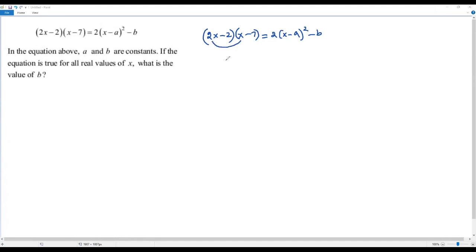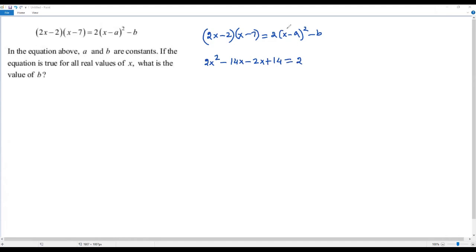Now let me multiply the first terms. That is 2x times x, which is 2x squared. Now let me multiply the outer terms. 2x times negative 7 is negative 14x. Now the inner terms. Negative 2 times x is negative 2x. Now the last terms. Negative 2 times negative 7 is positive 14.